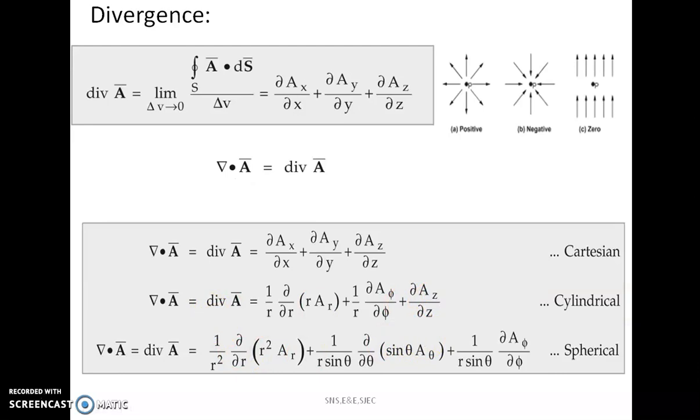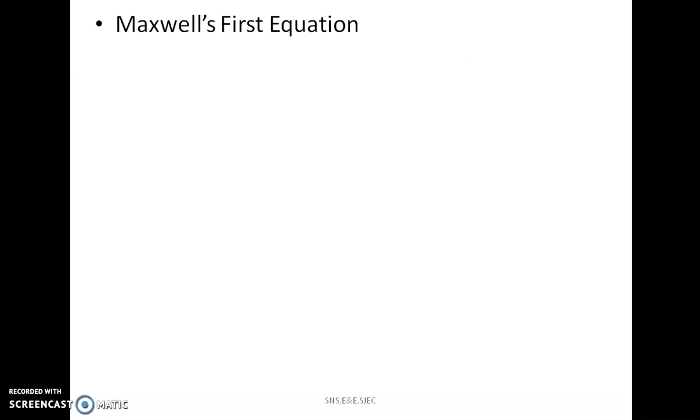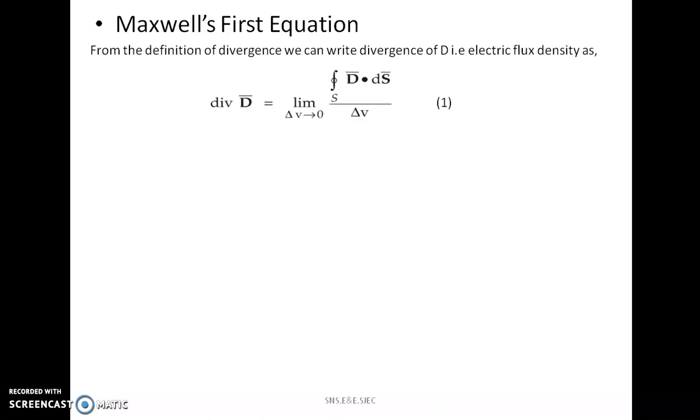Using the concept of the divergence theorem, we will arrive at the expression for Gauss law in point form, or Maxwell's first equation. If you consider D as a vector, meaning the electric flux density, the divergence of electric flux density can be written as del dot D, which, as per the definition of divergence, is the limit as delta V tends to 0 of the surface integral of D dot ds divided by delta V. I will take this as equation 1.